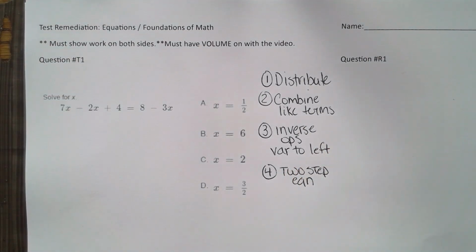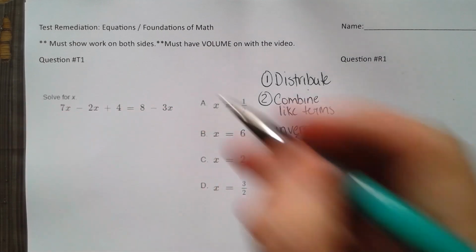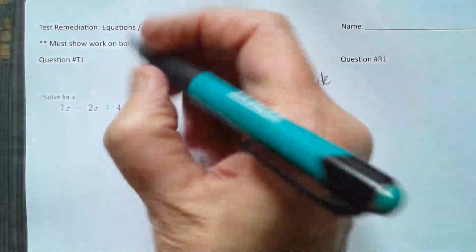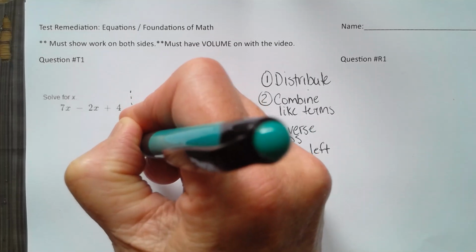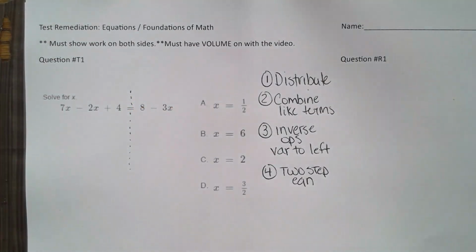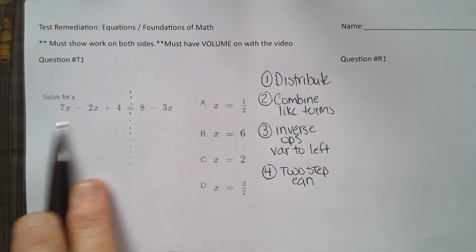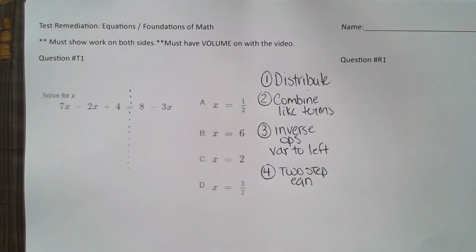So in this first one, we have nothing to distribute. There's no parentheses here. So we're going to look to see if we can combine like terms, and we can. First thing to realize is when we're combining like terms, we cannot combine all of these together. We can only combine what's on one side of the equation. So I know you guys like to sometimes separate it like this. And so we need to be looking on the left-hand side to see if there's anything we can combine.